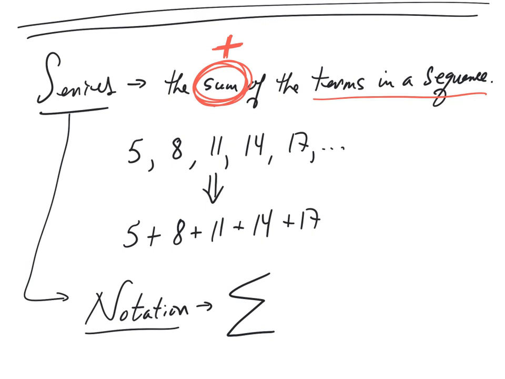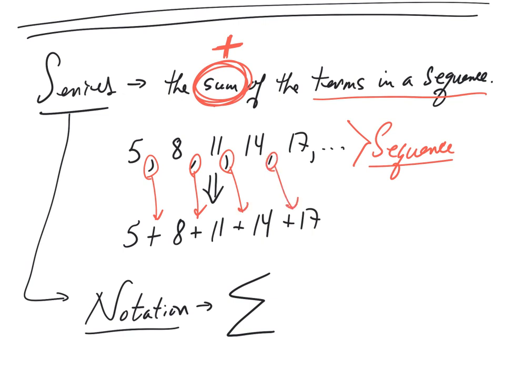So when we have below 5, 8, 11, 14, 17 separated by commas, those are the terms of a sequence. But when I replace the commas with plus signs, now instead of just listing out the terms, now I'm adding the terms. Now it becomes a series. All right, so a sequence are the terms separated by commas. A series is the terms added together.